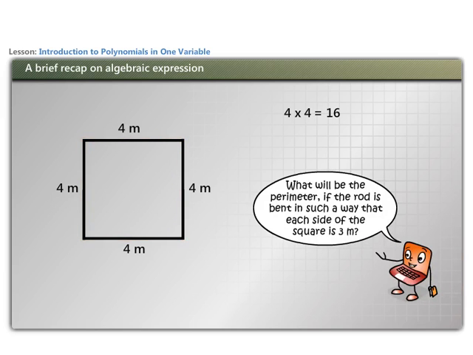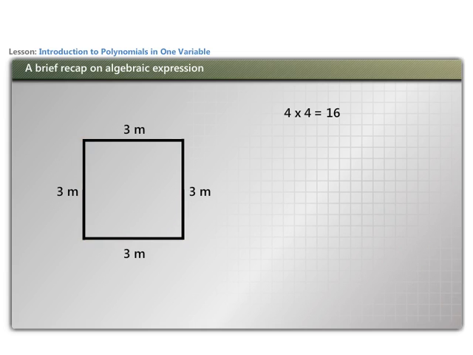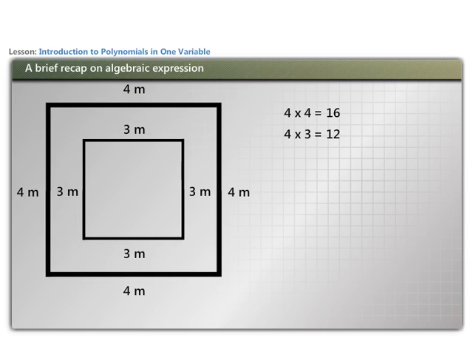What will be the perimeter if the rod is bent in such a way that each side of the square is 3 meters? The perimeter of the new square will be 4 into 3, that is equal to 12 meters. In general, if the length of each side is x units, then the perimeter is given by 4x units.